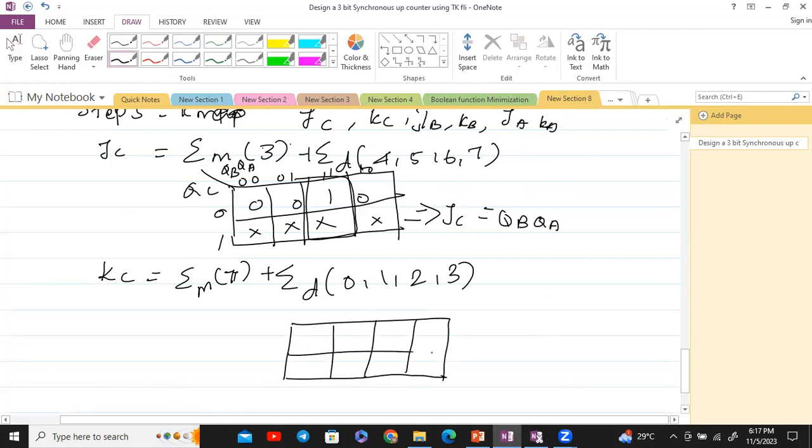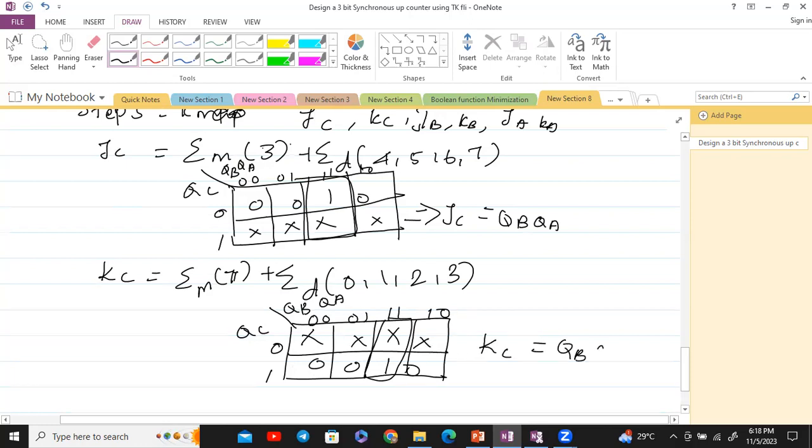You have 8 boxes and represent QC, QB, QA: 0, 0, 0, 1, 1, 1, 1, 0, 0, 1. So 7 means this position 0, 1, 2, 3. Remaining all are zeros, only the center value. So you are getting the same value for JC as well as KC. It is QB, QA. Okay.